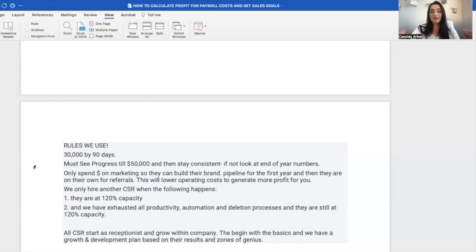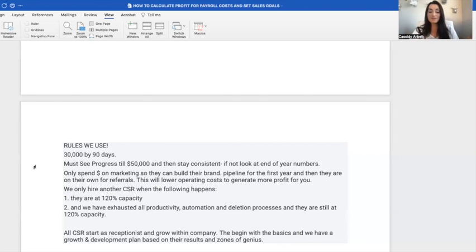So it just kind of depends, but how awesome is it that they can start as a receptionist, grow with our company, see really amazing potential. And for us, it has always worked really well. So they begin with the basics and we have them grow and develop on a plan based on the results and the zones of genius that they show us.